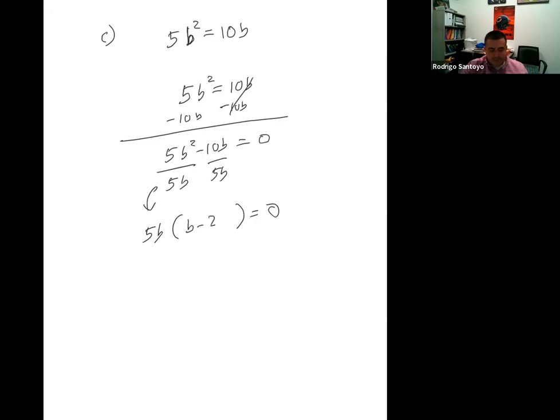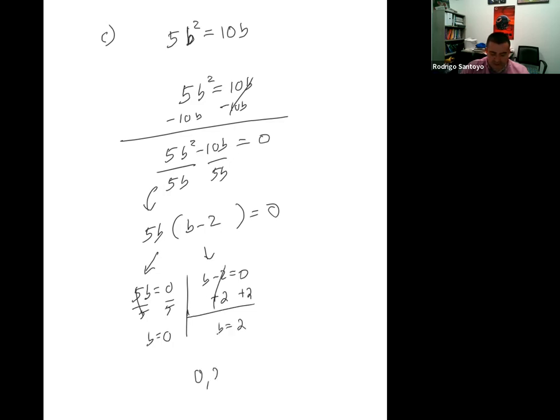Very good. All right. And then from there, now that it's in factored form and set equal to 0, we can go ahead and set that to equal 0 and set that to equal 0, and then just solve each one of these. We divide this one by 5, we get b equals 0. Here we should be able to add 2, get an answer of 2, giving us answers of 0 and 2.